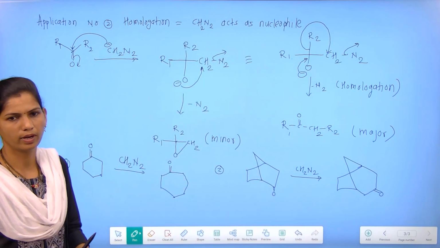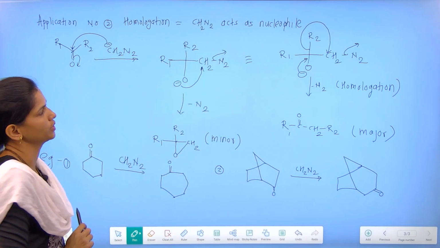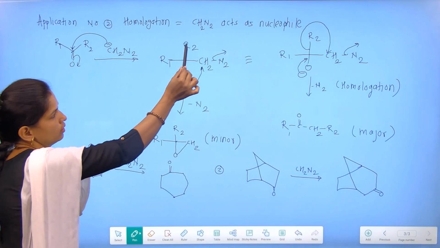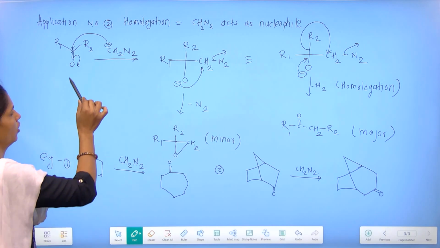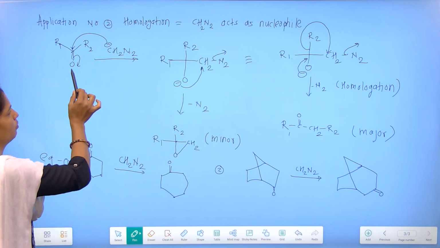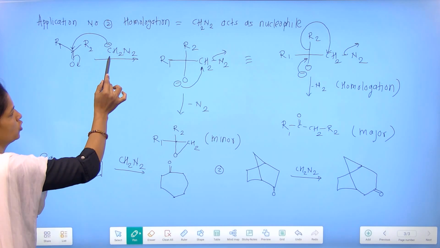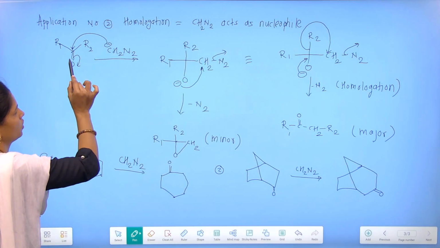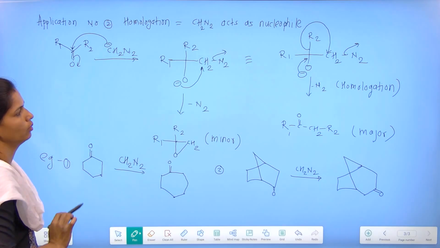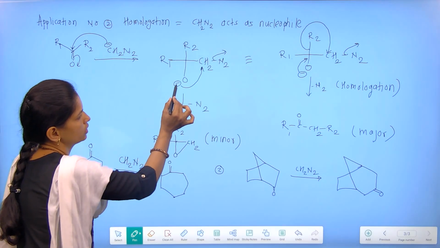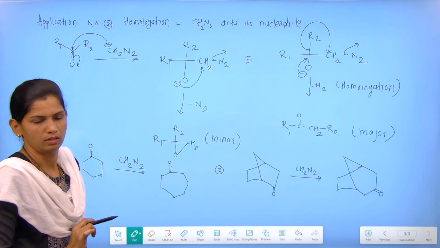The next application of diazomethane is homologation. Here diazomethane acts as a nucleophile. One example here is a ketone. Diazomethane acts as a nucleophile and attacks this carbon. The double bond O is converted into a single bond O, and this oxygen carries a negative charge.